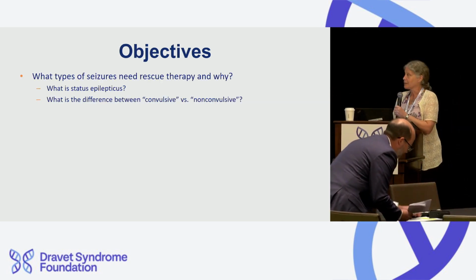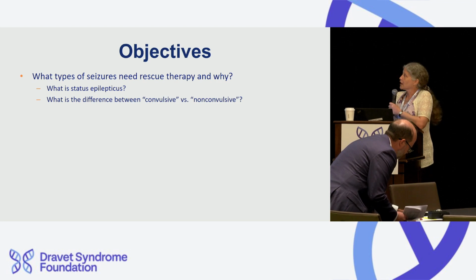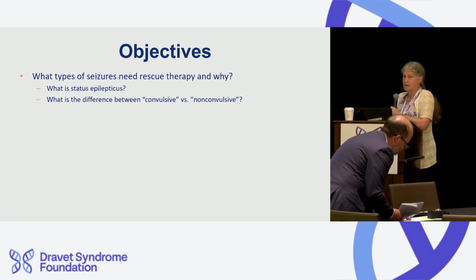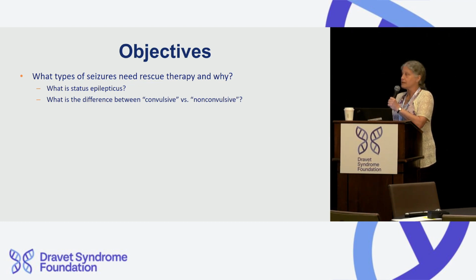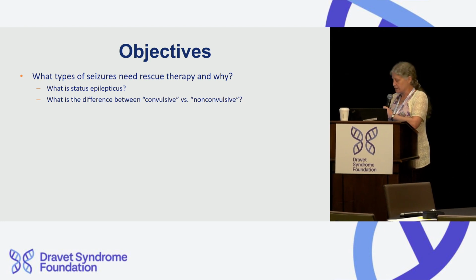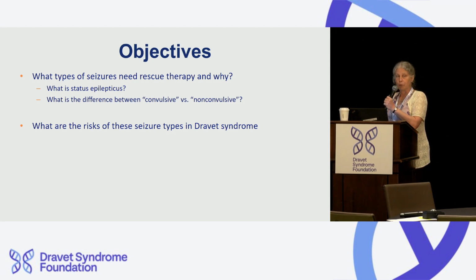So what am I going to talk about today? First of all, we'll talk about what types of seizures need rescue therapy and why. I think most of us have heard about status epilepticus, so we'll talk about exactly what we mean by that, and what's the difference between convulsive and non-convulsive status epilepticus. What are the risks of both of those seizure types in persons with Dravet syndrome?